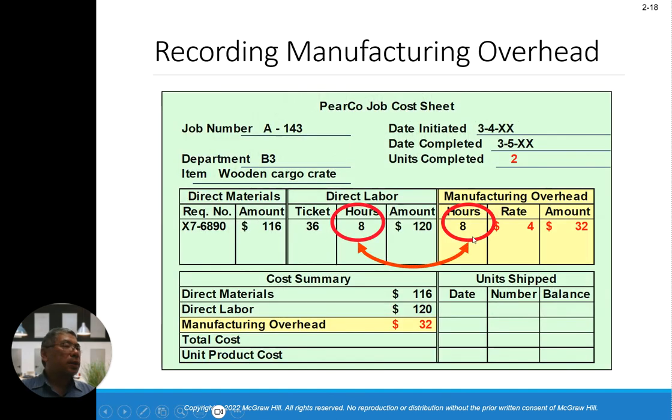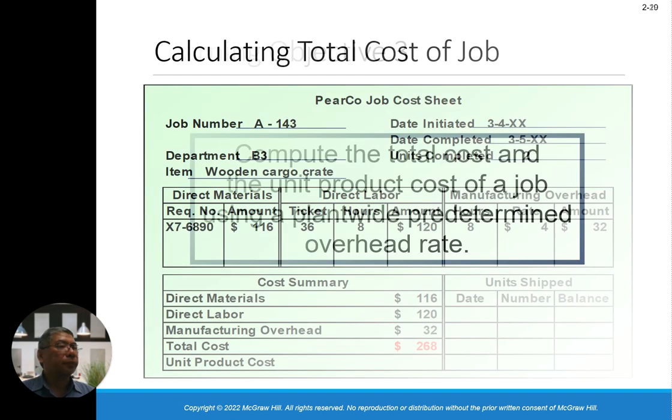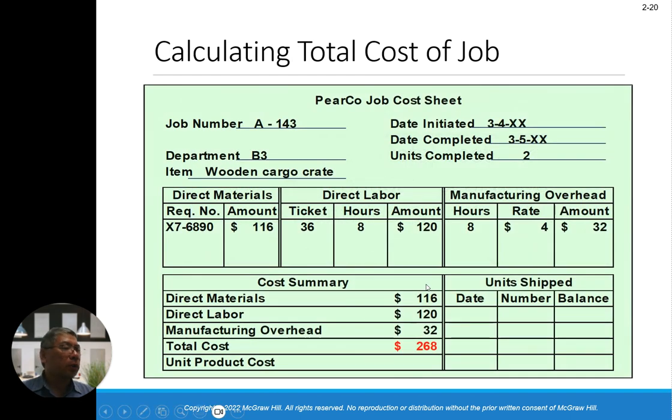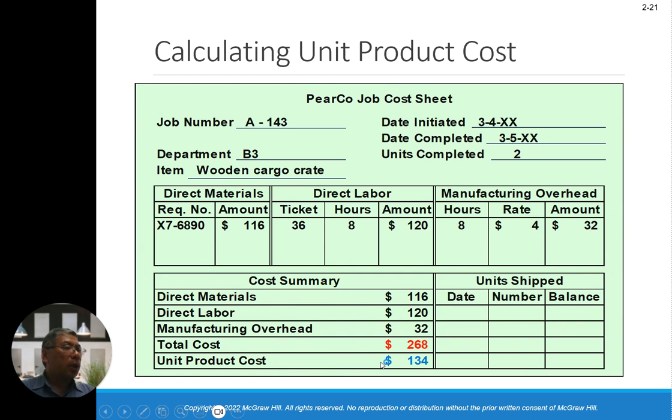Okay, look at these hours. Direct labor manufacturing overhead is 8 hours, so 8 times 4 is 32. Okay, that's how it goes. Learning objective 3, compute the total cost and the unit production cost of a job using a plantwide predetermined overhead rate. So you're going to add the total here, you add all of them up, you got 268. Once you get to 268, then you get the unit production cost, 134. Okay, all right, let's look at the next one.